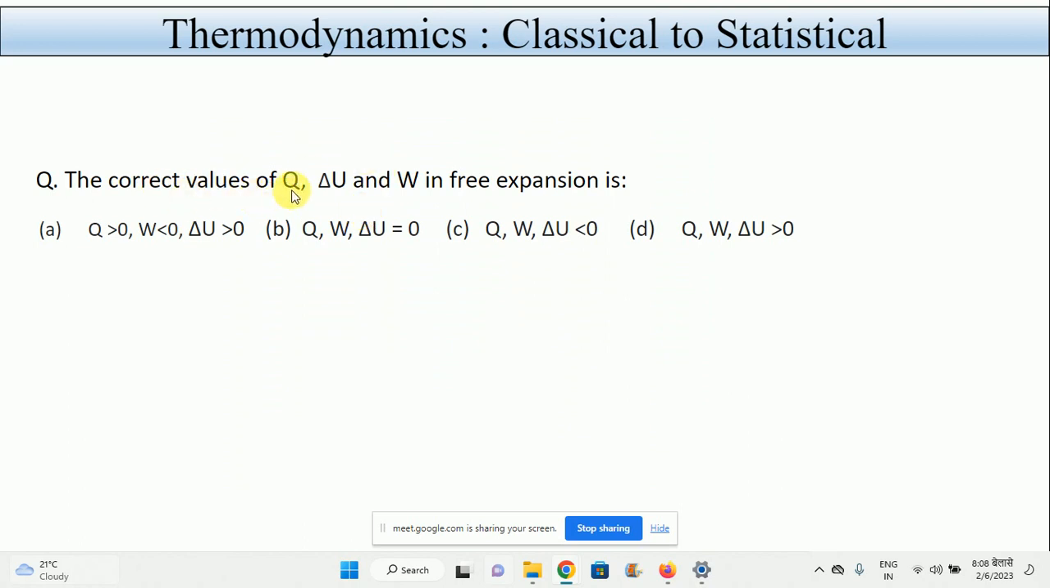Correct value of Q, delta U and W, heat, internal energy and work done in free expansion is. We have solved one question like this, and I have shown in my slide also that for a free expansion there is no work done, there is no change in internal energy, there is no exchange of heat, and there is no change in temperature. So the answer is all are 0. So option B is correct for this.